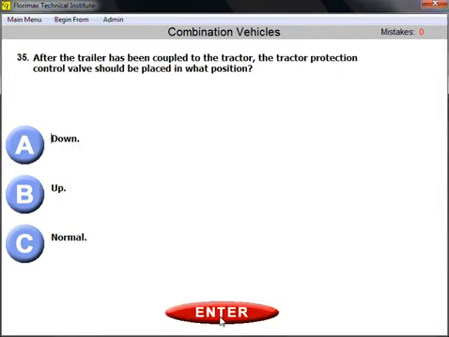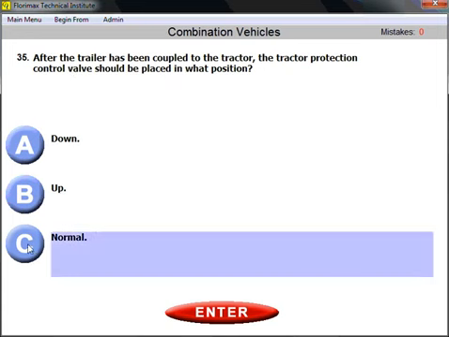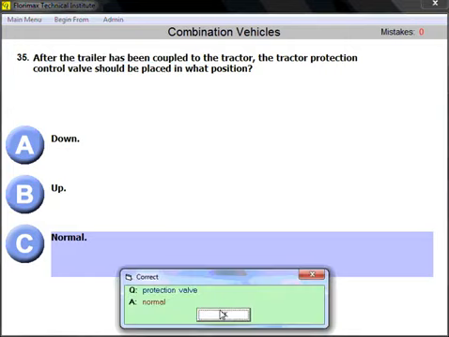Question number 35. After the trailer has been coupled to the tractor, the tractor protection control valve should be placed in what position? It should be placed in normal position. Even if you don't know what it means, down or up, just apply simple logic. The trailer has already been coupled. In what position might it be? Of course, normal, otherwise you wouldn't be able to drive away. So, normal position.